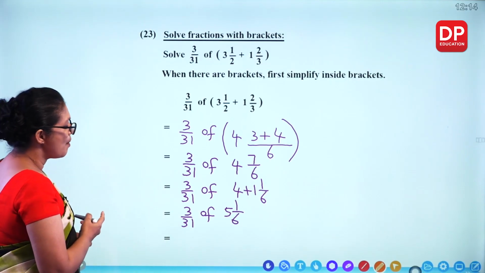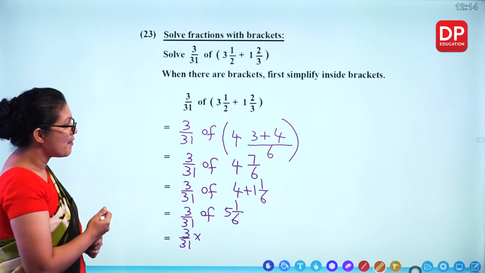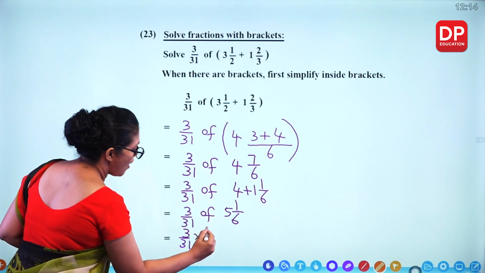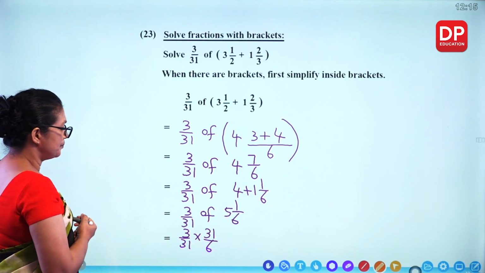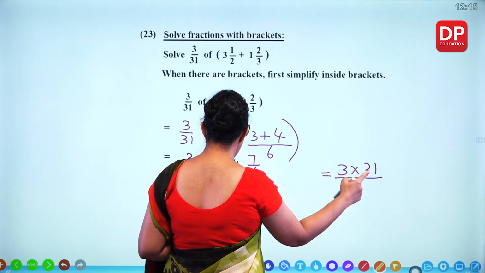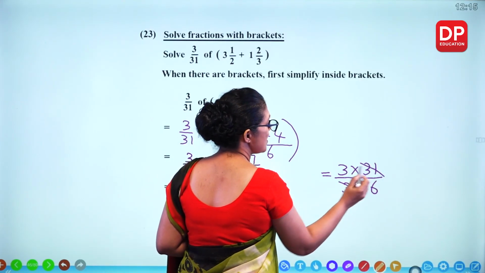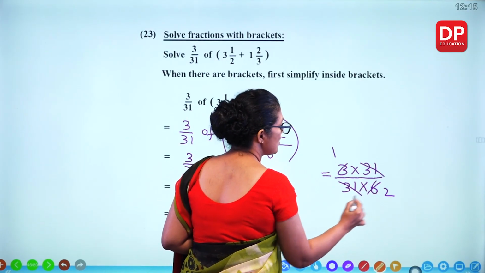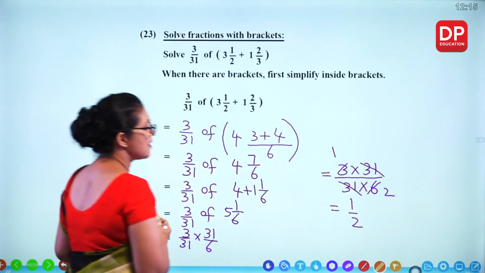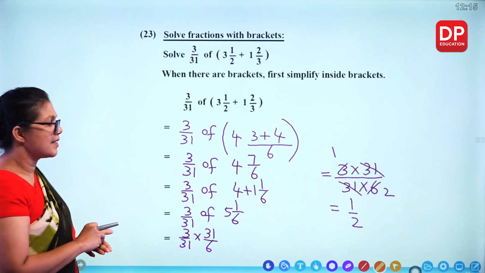Now you can do multiplication. 3/31 multiplied by the improper fraction 31/6. When you multiply separately, 3 and 31 in the numerator and 31 and 6 in the denominator. 31 get cancelled out, 3 with 1 and 3 with 2. So half is the answer for this question. So when you get brackets, first simplify inside.